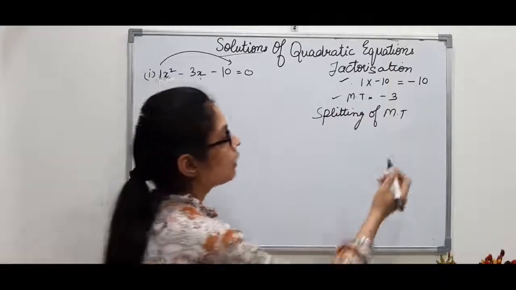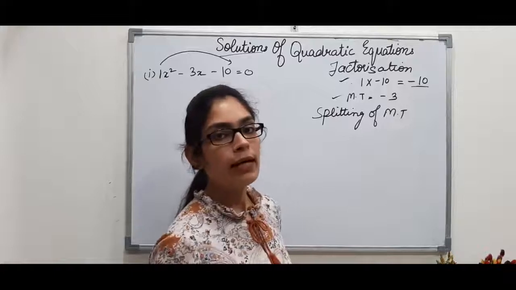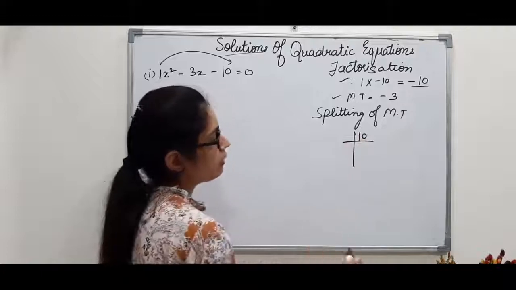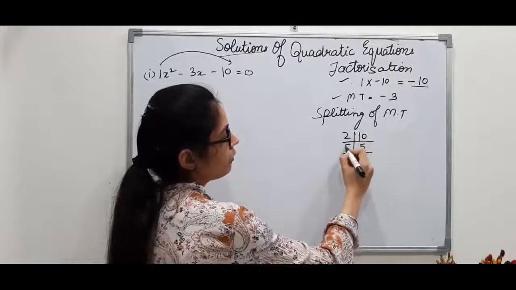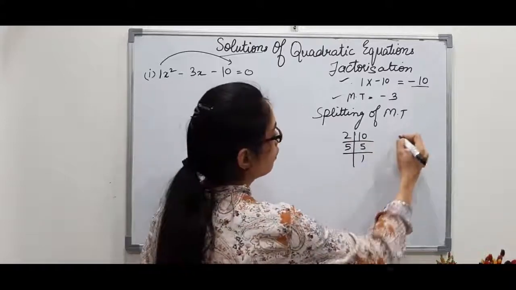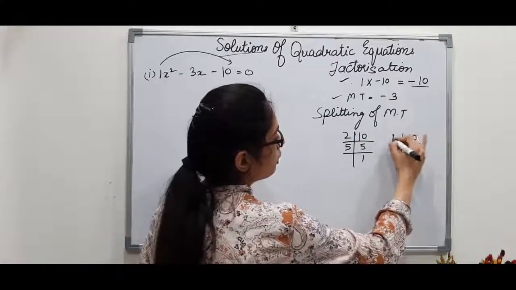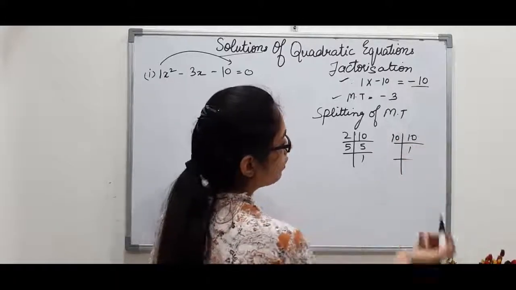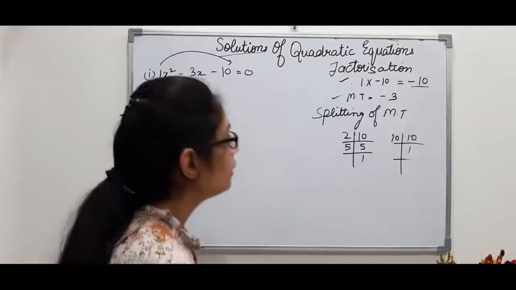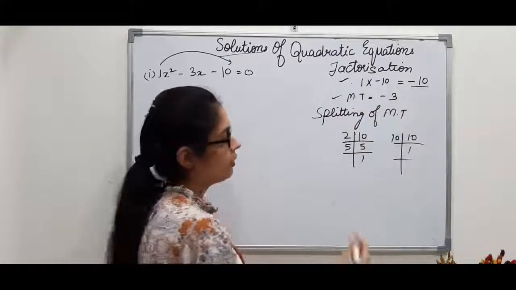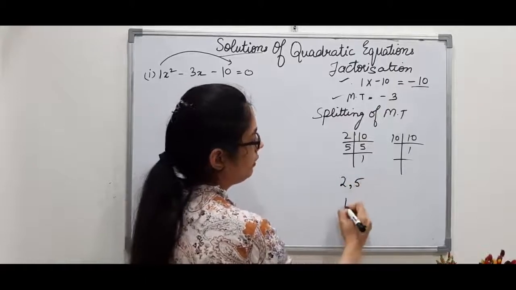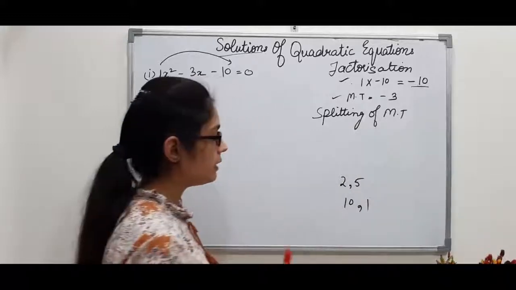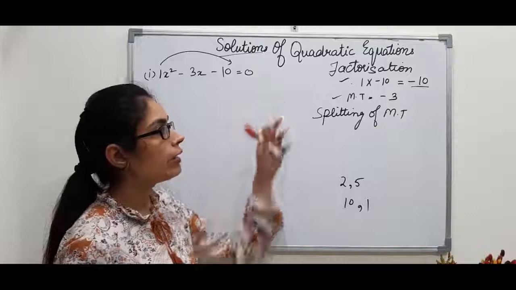So let's try. We will look at this number. We'll try to make its factors. Factors, we know in this way we can make factors. 2 into 5 is 10, 5 into 2 is 10. So this way also we can make factors. All the possible factors you have to make. 10 into 1 is 10. So now I can see the two possible factor pairs of 10 are 2 and 5, and 10 and 1. So now let's see which of these are fulfilling my requirements.